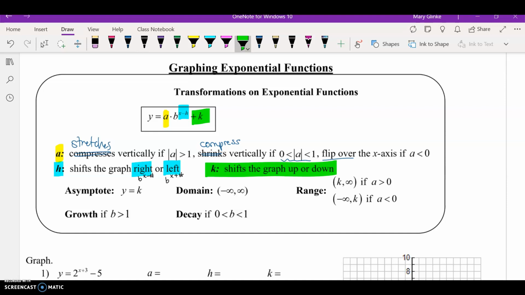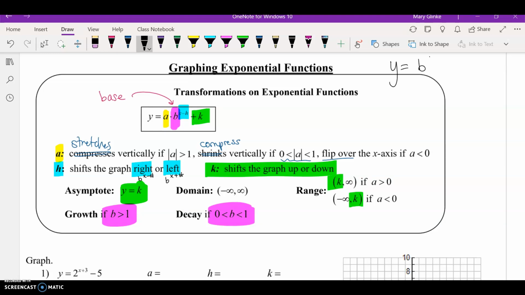K is your up and down, just like it normally is. The biggest thing with K is that it's always going to be your asymptote. So whatever you're moving up and down, that's going to change your asymptote, which changes your range as well. And the other thing about this one is exponential functions have that extra value, that B value, that is your base. That's what determines if it is growth or decay. So it's going to be all about the base when you're graphing exponential functions.